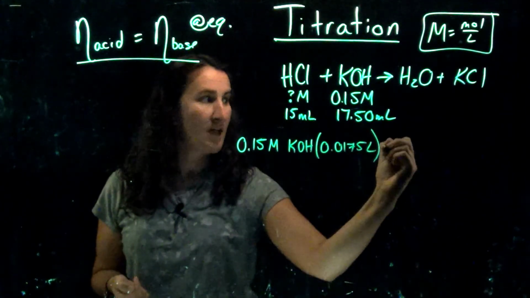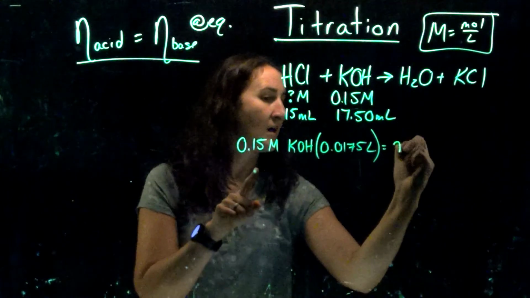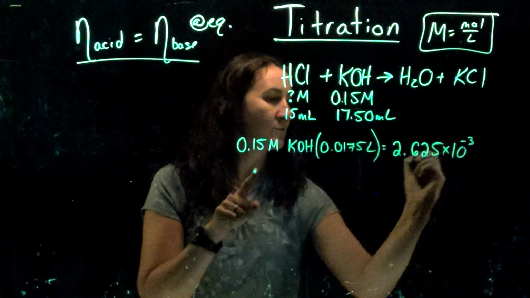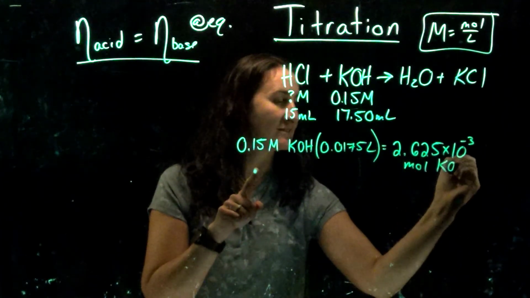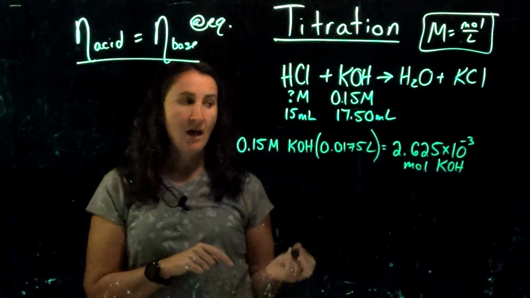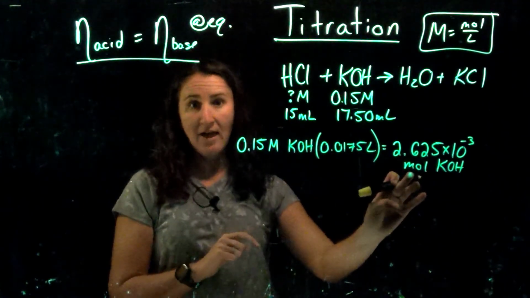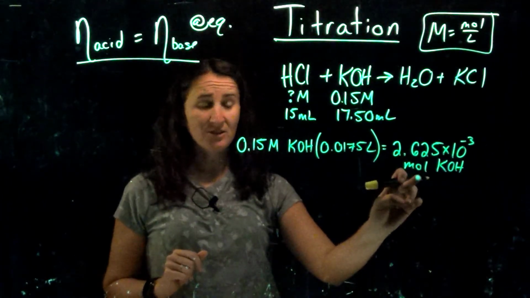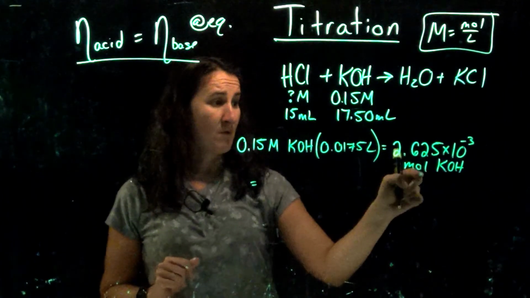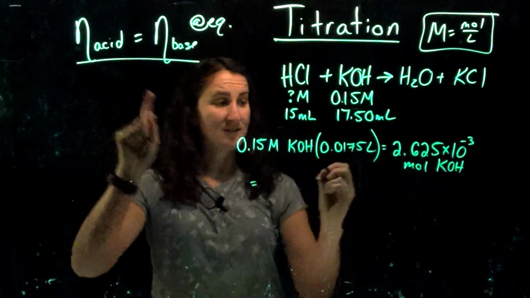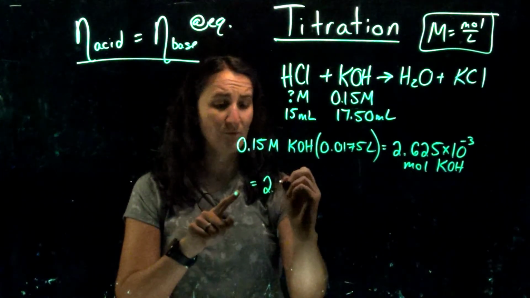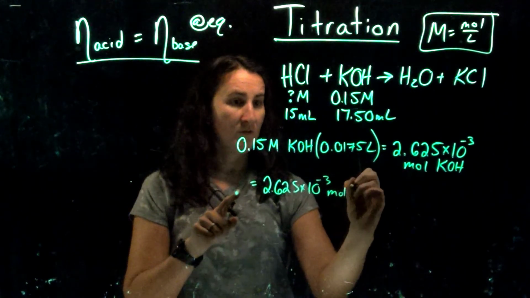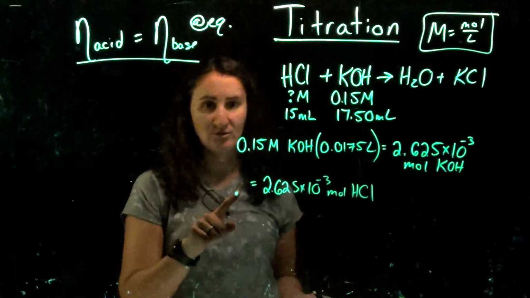0.175 liters. And that's going to give me a total number of moles of 2.625 times 10 to the negative 3 moles of potassium hydroxide. All right, so now I've solved for moles. How does that help me? Well, I know at that moment where it turned pink, my moles of potassium hydroxide equals my moles of my acid. And so in this case now I know that I have 2.625 times 10 to the negative 3 moles of HCl, hydrochloric acid.